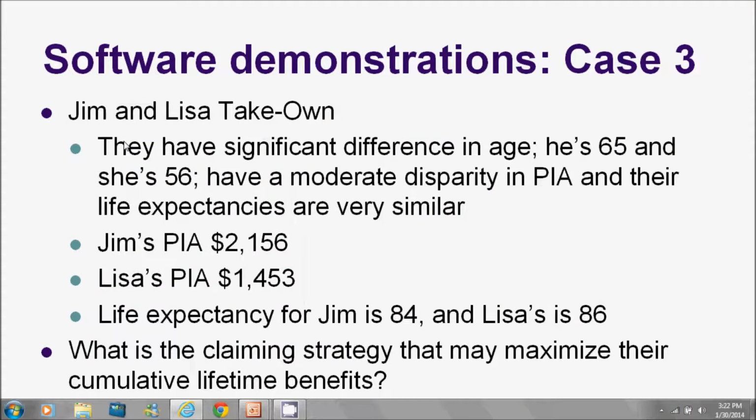Okay, let's go through another software demonstration, another case. We'll call this Jim and Lisa Take Own. They have a significant difference in age. He's 65 and she's 56. They have a moderate disparity in their primary insurance amount, and their life expectancies are very similar. At Jim's full retirement age, he should expect to get $2,156. Lisa's at full retirement age, $1,453. Jim has a life expectancy of 84 and Lisa of 86. Now we have the same question as before. What is the claiming strategy that will maximize their cumulative lifetime benefits?